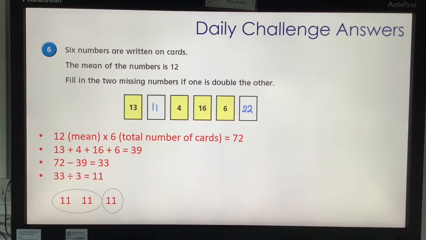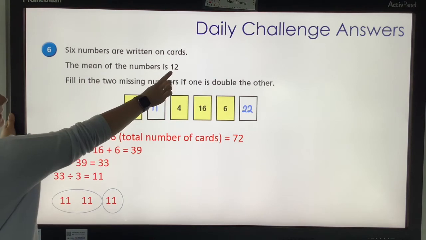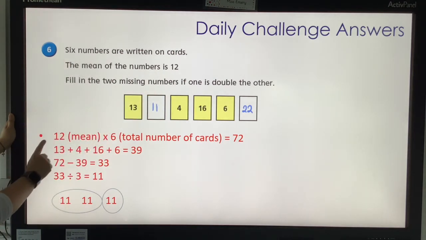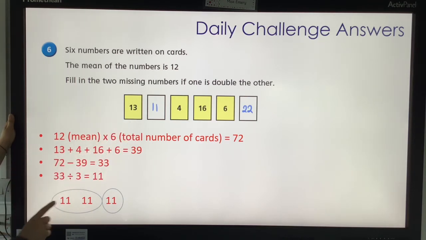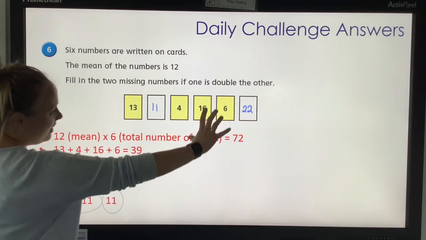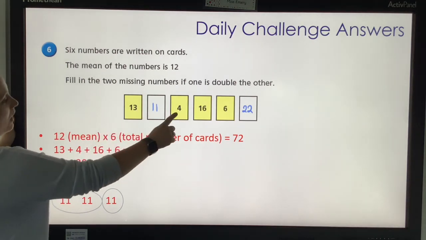So, the answers. 6 numbers are written on cards. The mean of the numbers is 12. Fill in the 2 missing numbers if one is double the other. So the first thing to work out is the total of all of the cards. And even though you are missing 2 of the values, we can still work out the total because we've got the mean and we've got how many cards. So if you do our mean, 12, times our total number of cards, 6, we find our complete total, which is 72. So we know, regardless of what these were, we add them all together and it's going to be 72.